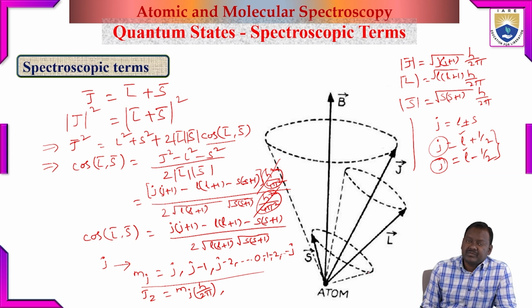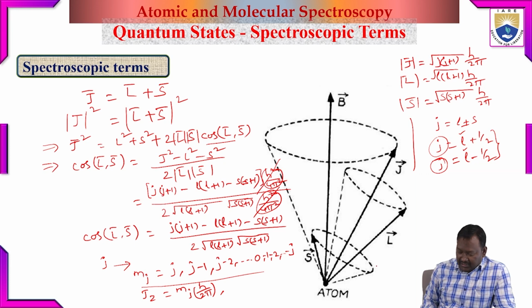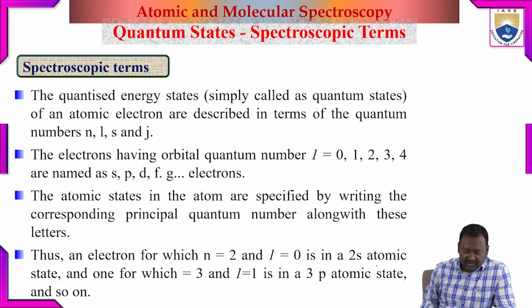So that's why these energy values, that means orbital orientations with different energies and smaller separations, are denoted by separate quantum states, and these quantum states are also indicated with terms, called spectroscopic terms. So let us see how we should give the notation for spectroscopic terms for different quantum states of an electron.